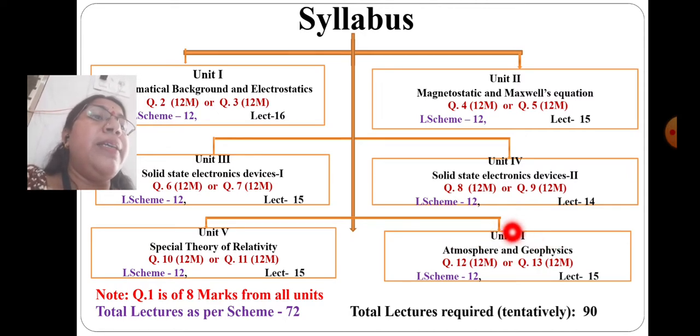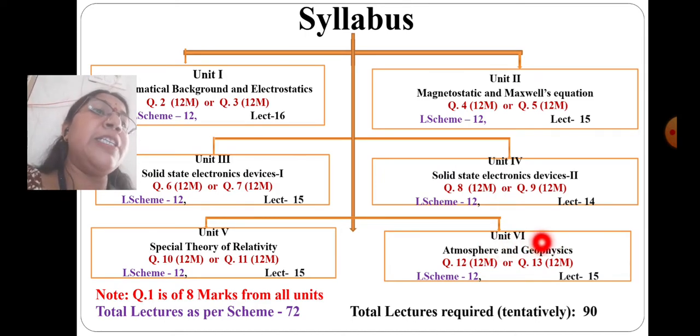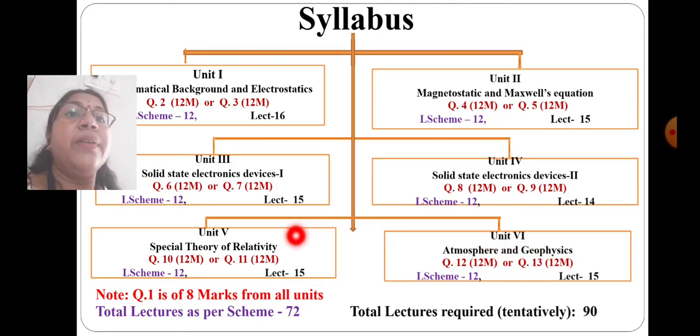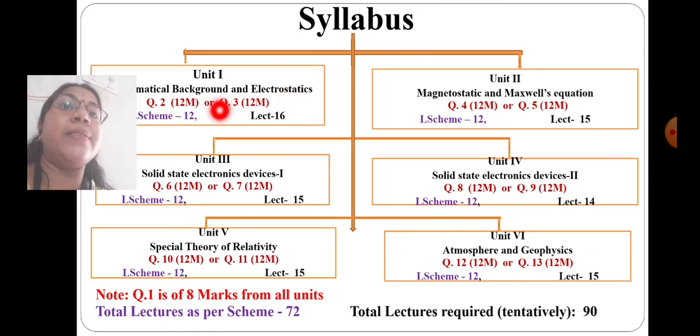Then this is unit number 6, atmosphere and geophysics. So question 12 and question 13 will be asked on this unit, and also it consists of 12 marks. As per the university lecture scheme, 12 lectures are required for this unit, but actually we require 15 lectures tentatively. Now these syllabus units are designed for question number 2 onwards, but what about question number 1?